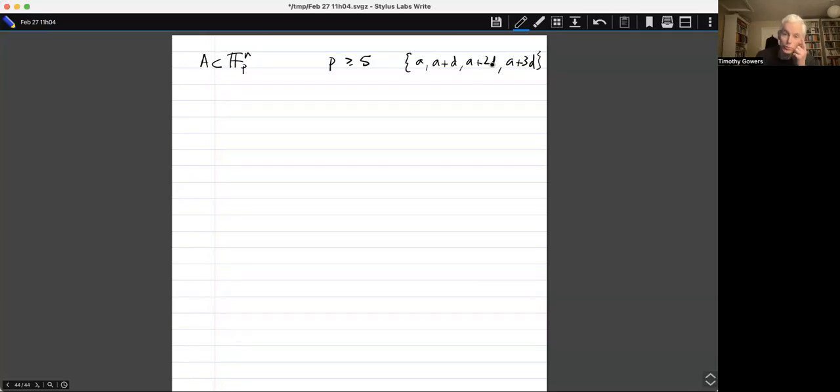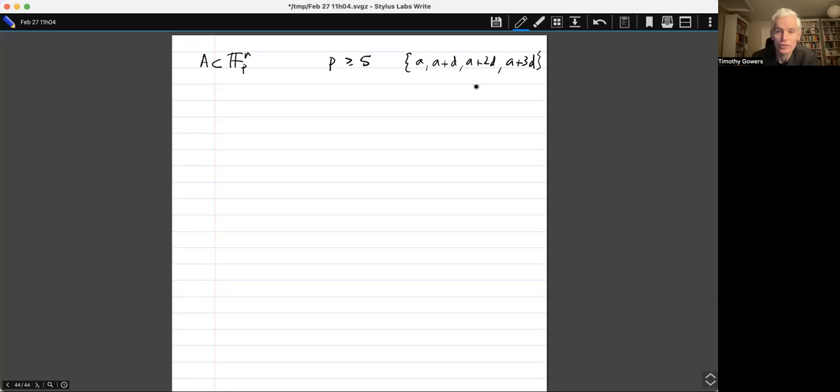well, if p is 2, then 2d is going to be 0. So a and a plus 2d will be the same, and a plus d and a plus 3d will be the same. And similarly, if p is 3, then a and a plus 3d will be the same number. So it won't really be a progression of length 4, it'll be a progression of length 3 with a sort of duplicated beginning and end.